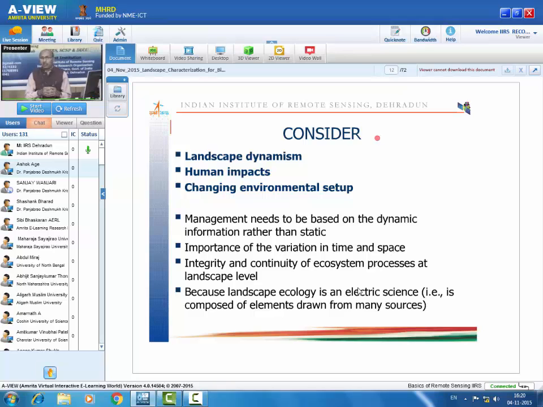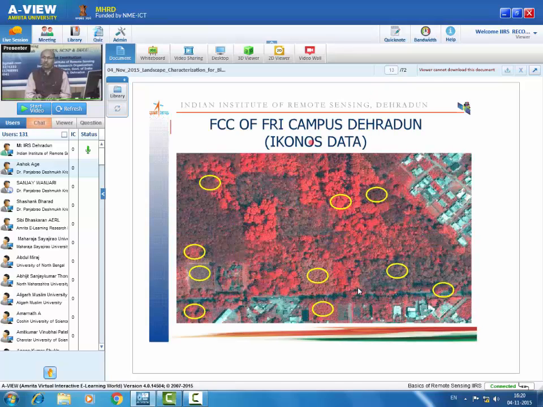And because of this only, it is called a dynamic science, and a lot of work is being done. So let us look at how remote sensing can help us in identifying the species, or let us say communities or forest types. In this example, if you can look, there are different tones and different textures, and each one is associated with a different type of forest.